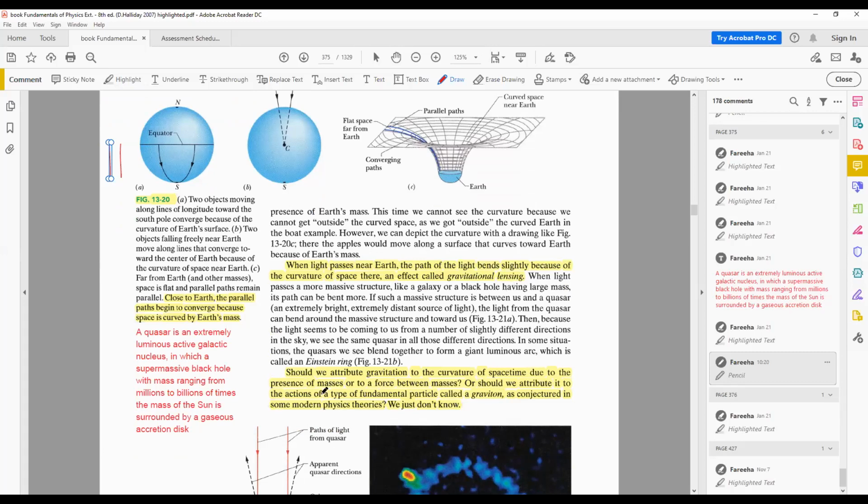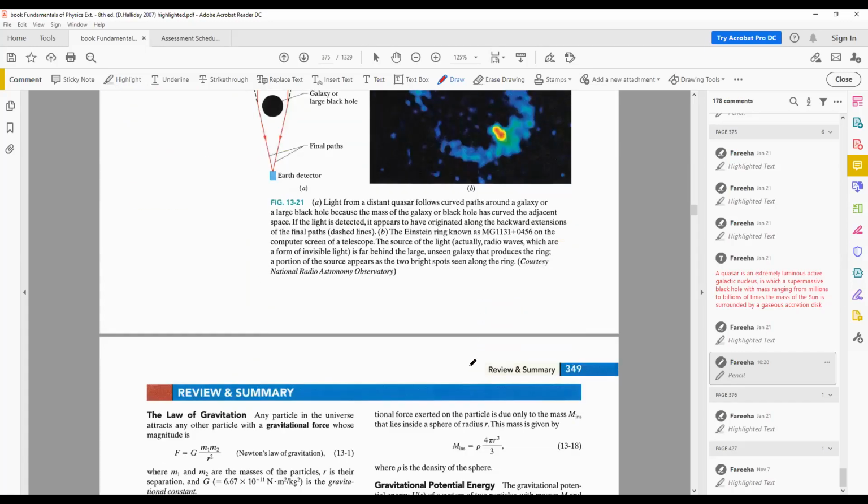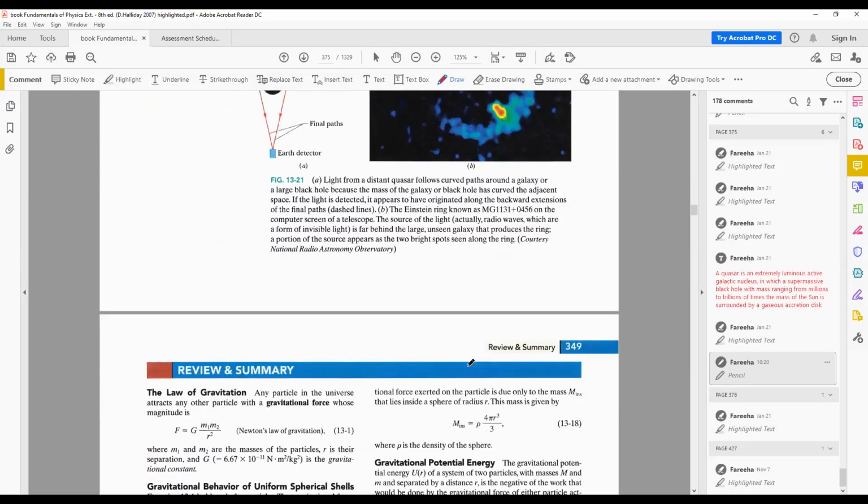There's another term that's related to gravitation, but it's quite advanced, and it's also named in the form of a fundamental particle, which is called a graviton. So these are some very interesting concepts about gravitation.